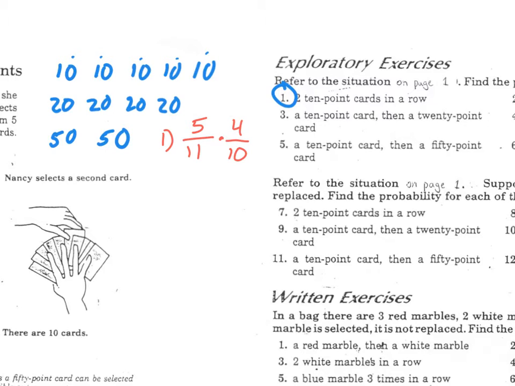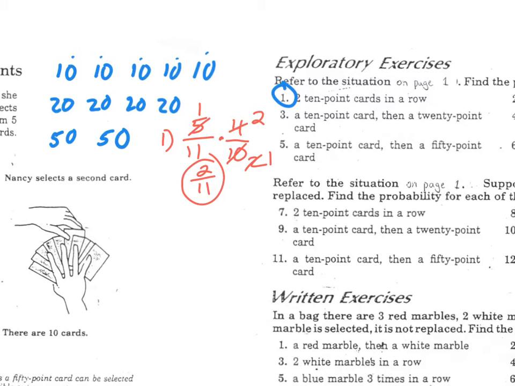So we're going to try to reduce where we can. 5 and 10 go in. 5 goes into 5 once, goes into 10 twice. We can also reduce that 4 and the 2. 2 goes into 2 once and into 4 twice. So we're going to end up with the answer to number 1 is going to be 2 over 11.